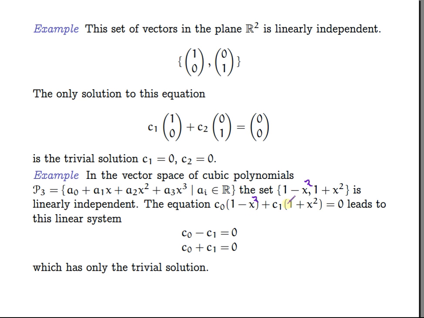Now, remember that the sum of two polynomials is 0 if and only if all the coefficients are 0. Now, the coefficient of 1 is C0 plus C1. The coefficient of x squared is minus C0 plus C1. Okay, so the coefficients must satisfy this system of equations. The only solution to this is C0 equals C1 equals 0. Okay, so that means that they must be linearly independent. You can't find a non-trivial linear relationship among these two vectors.